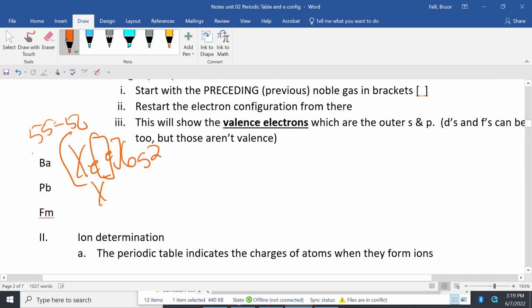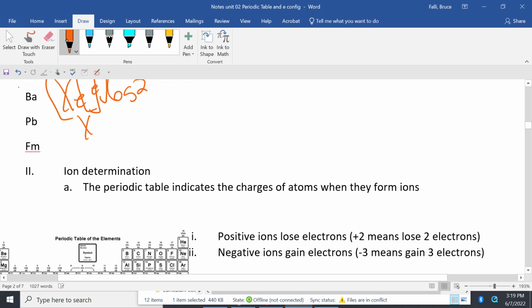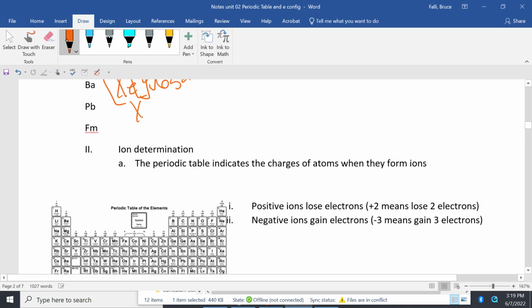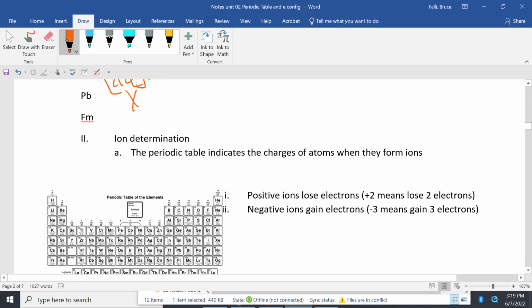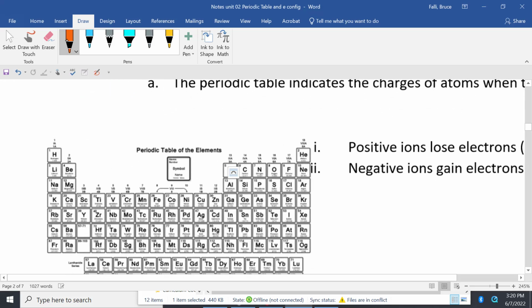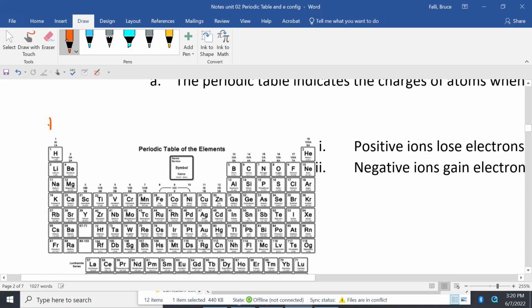All right. Ion determination. The periodic table indicates the charges of atoms when they form ions. Positive ions lose electrons, and if it's +2, they lose 2. Negative ions gain electrons. -3 means they gain 3. Here are your charges. Every periodic table you get, you should write this on. +1, +2, +3, 0, -3, -2, -1, 0. That's it. That's the list.